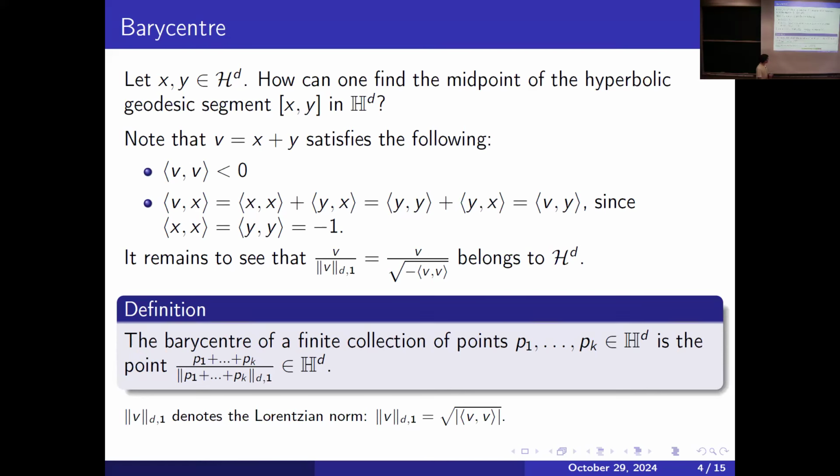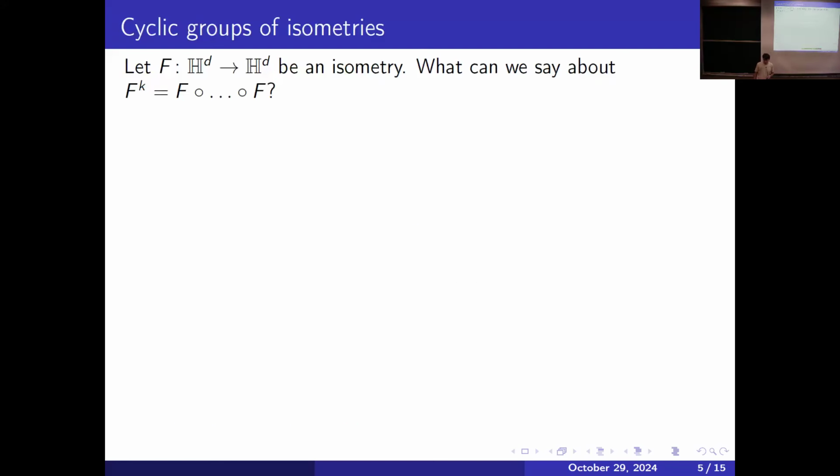Again, just a footnote that this denotes the Lorentzian norm. The Lorentzian norm is defined as the square root of the absolute value of v·v. So here we will have minus v·v if v has negative Lorentzian square. Okay. So this is very similar to what is done in Euclidean geometry. Then I'm going to discuss cyclic groups of isometries.